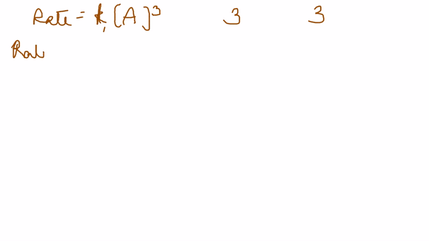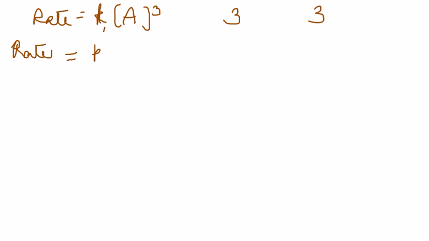The next question is, what is the overall order with respect to each reactant and the overall order of the reaction described by the following rate expressions? The first one is that rate is equal to K1 A cubed. Realize there's only one component, so the order with respect to it is going to be 3, and also the total is going to be 3 as well, because there's only one reactant here.